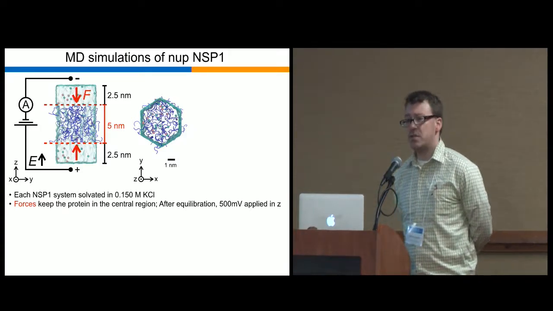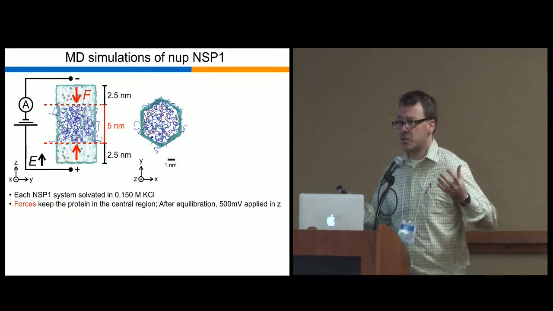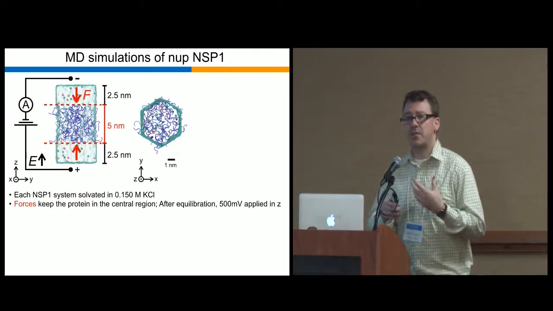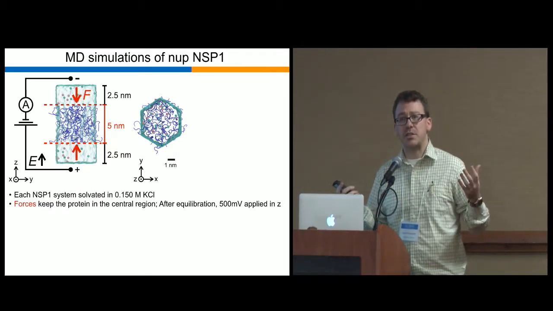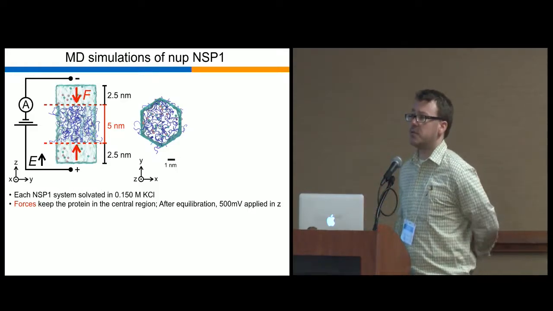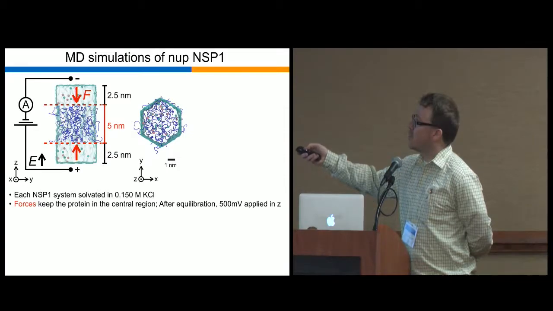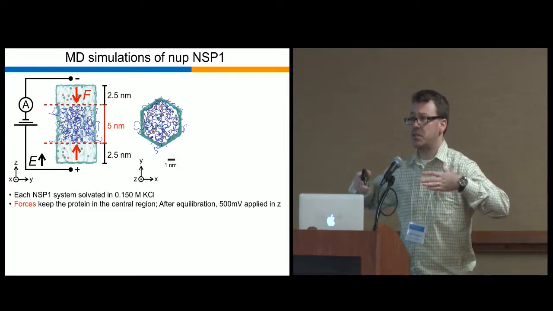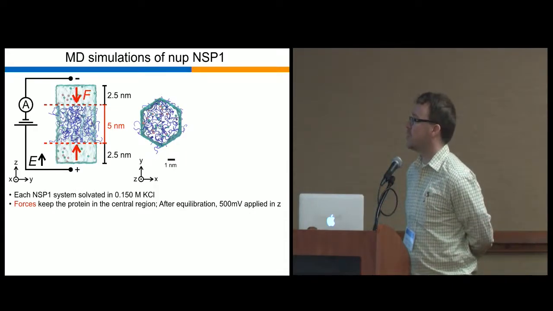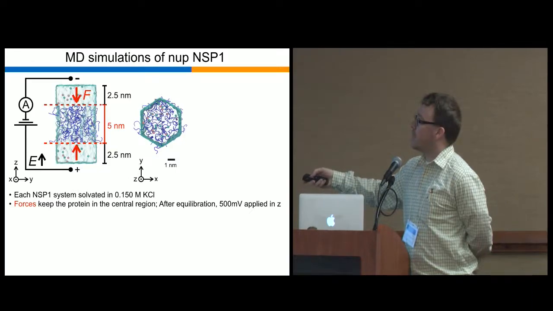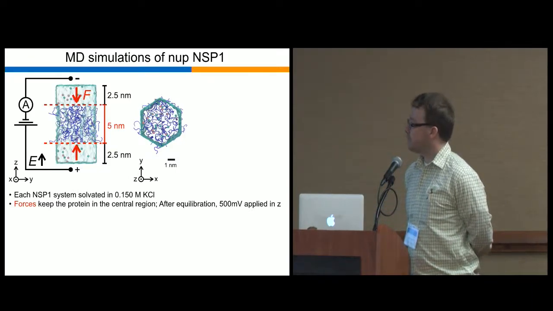So we set out to do this same thing in MD simulations, since we can also apply an electric field, and we have the added benefit of knowing the position of all the different atoms throughout the simulation. What we did was apply forces, half harmonic potentials, to just the protein, fixing it in this central region, equilibrated it, and then applied a voltage across it.